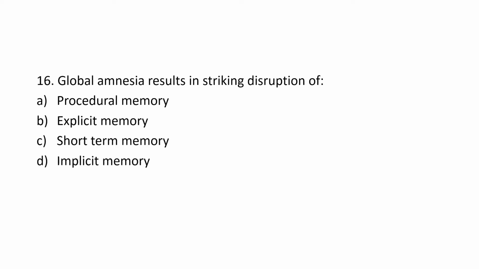Global amnesia results in striking disruption of explicit memory, and explicit memory is a type of memory which basically requires the conscious effort to recall something. Let's assume when someone asks you about your yesterday routine, like what you had done there, what were the meals, sort of meals you had taken there, and along with that overall your routine. So basically it requires the conscious effort.